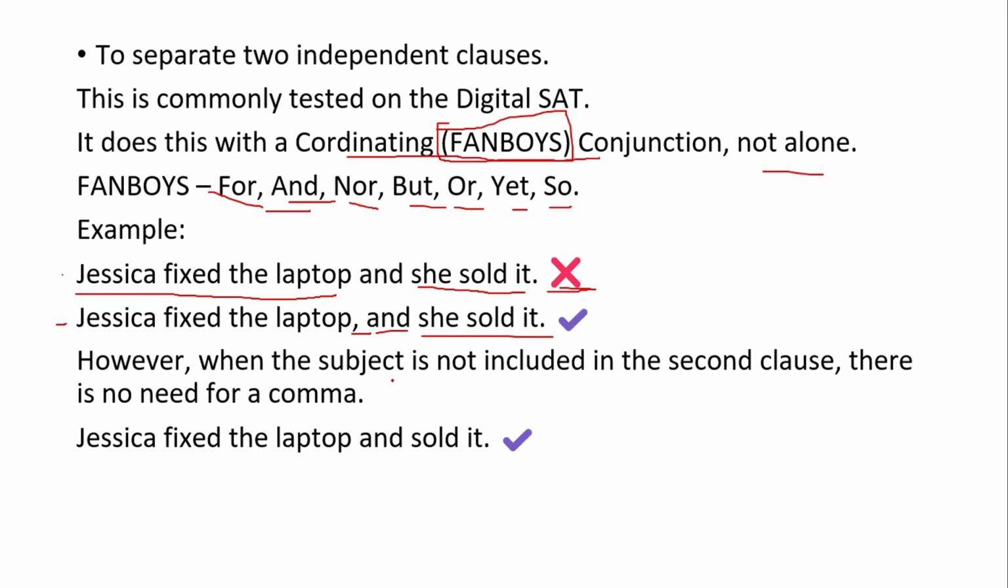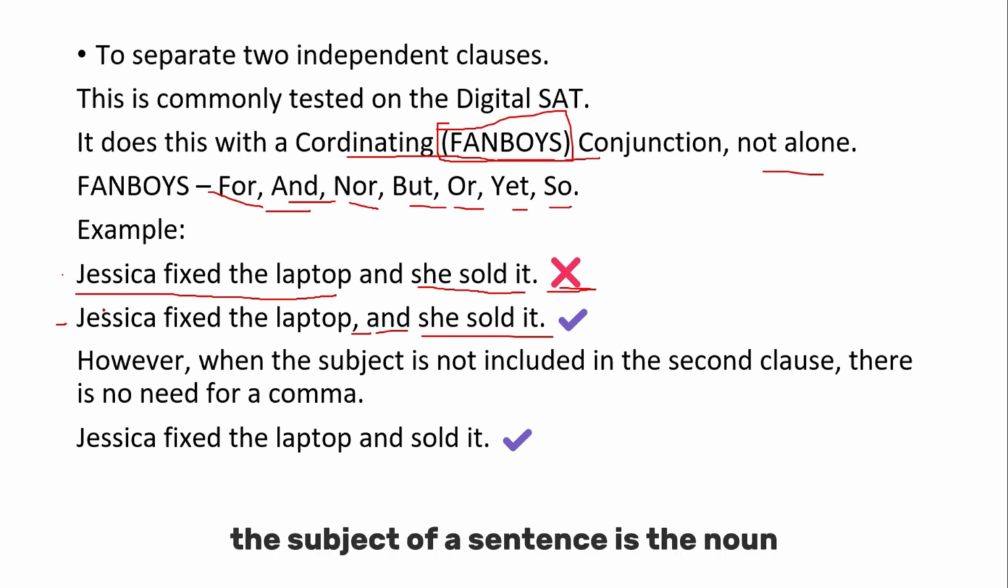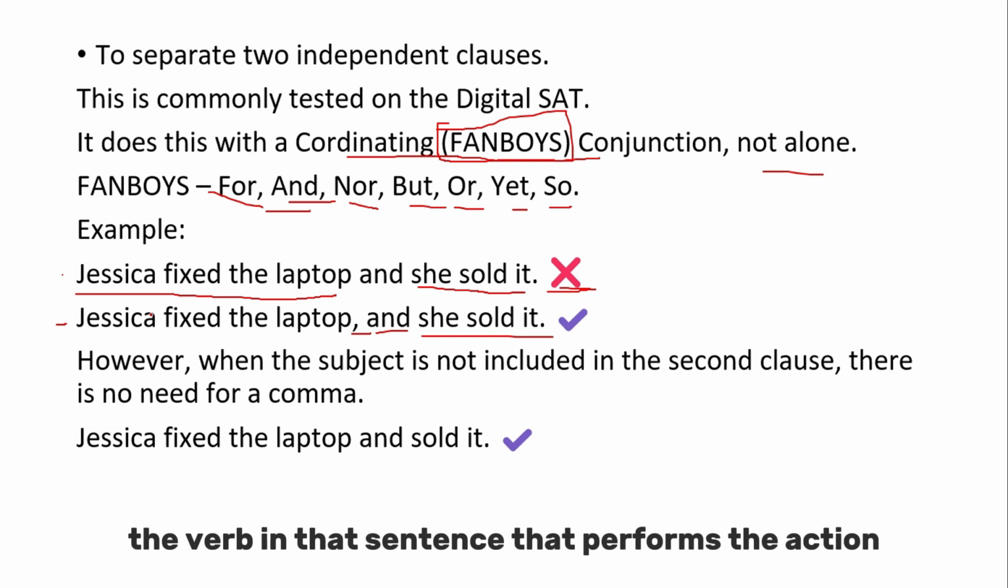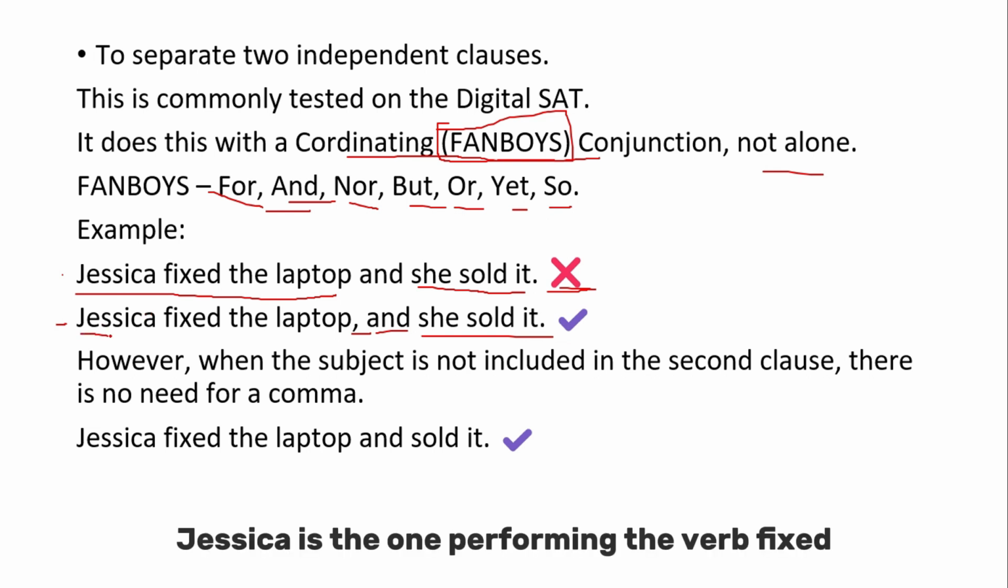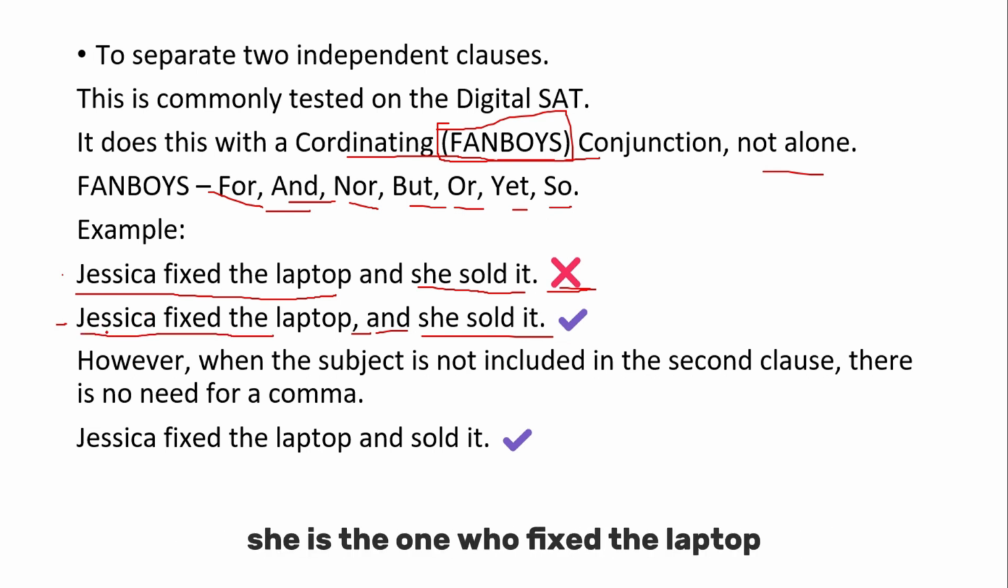So the subject of a sentence is the noun or whatever that performs the verb in that sentence, that performs the action. So in this first clause, Jessica is the one performing the verb fixed. She is the one who fixed the laptop. So Jessica is the subject.